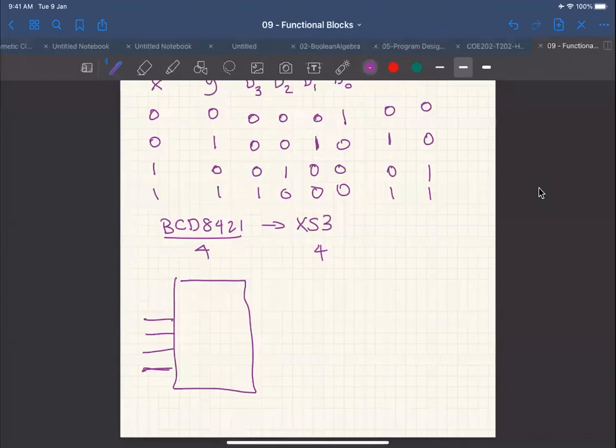And then we have an encoder here. It doesn't have to be a priority encoder. It can be a normal encoder because its input is always going to be valid, because we are taking it from a decoder. All right. And then we have the 0 here.